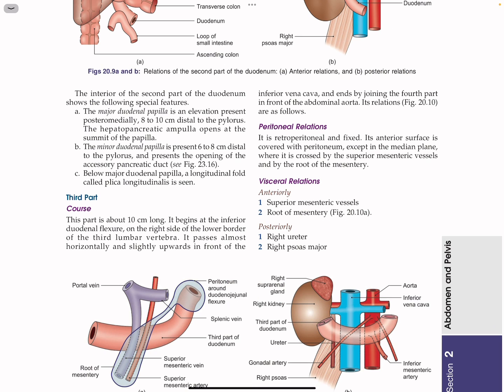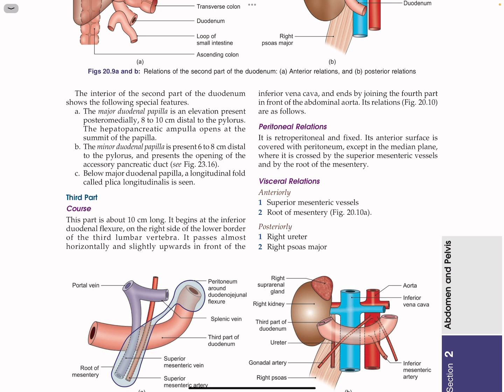Third part of the duodenum. Course of the third part of the duodenum. This part is about 10 cm long. It begins at the inferior duodenal flexure on the right side of the lower border of the third lumbar vertebra. It passes almost horizontally and slightly upward in front of the inferior vena cava and ends by joining the fourth part in front of the abdominal aorta. Its relations are as follows.